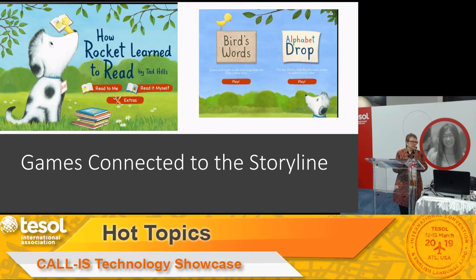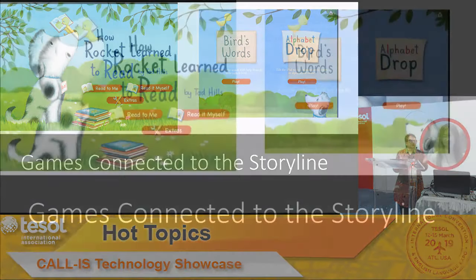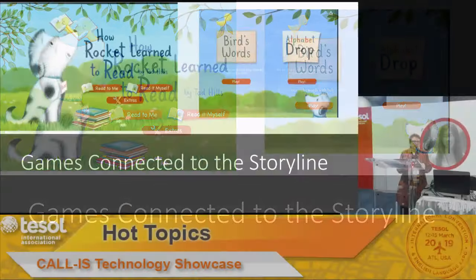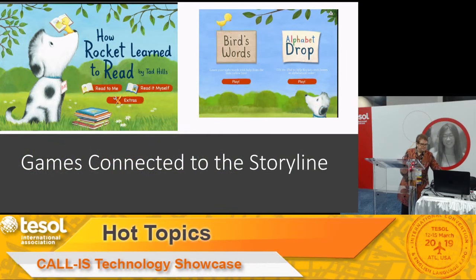Rocket, How He Learned to Read: the bird words are the words that the bird teaches little Rocket, and see the bird on the tip of his nose? Rocket always looks very worried about learning to read. He's very afraid. He's in kindergarten and he won't ever learn to read. And then there's an alphabet drop for pronouncing different alphabet words and word blends in games for Rocket.